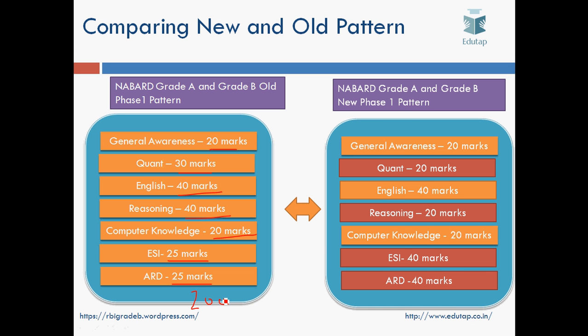And in the new phase 1 pattern for Grade A and Grade B, the number of sections remains the same. The total marks of the paper, that is 200, also remain the same, but there has been some juggling among the sections in terms of weightage. Now there are two sections, quant and reasoning, whose weightage has been reduced. The weightage of quant has been reduced from 30 to 20 marks and the weightage of reasoning has been reduced from 40 to 20 marks. On the other hand, the weightage of ESI and ARD has increased. The weightage of ESI has increased from 25 to 40 marks, and similarly the weightage of ARD has increased from 25 to 40 marks.